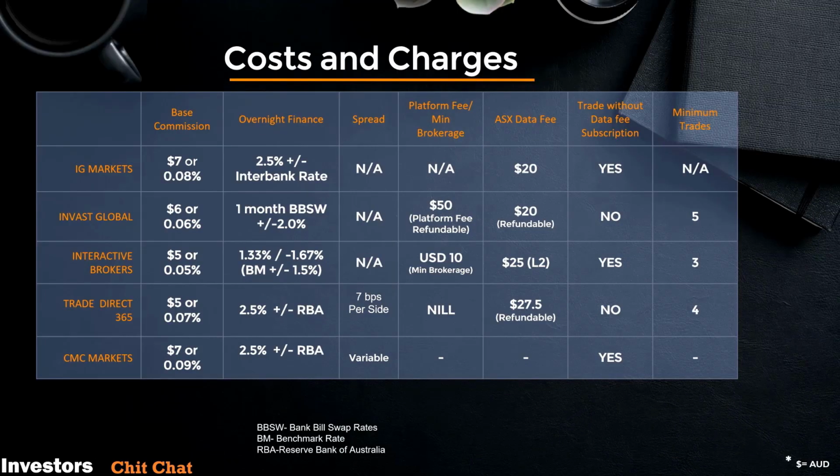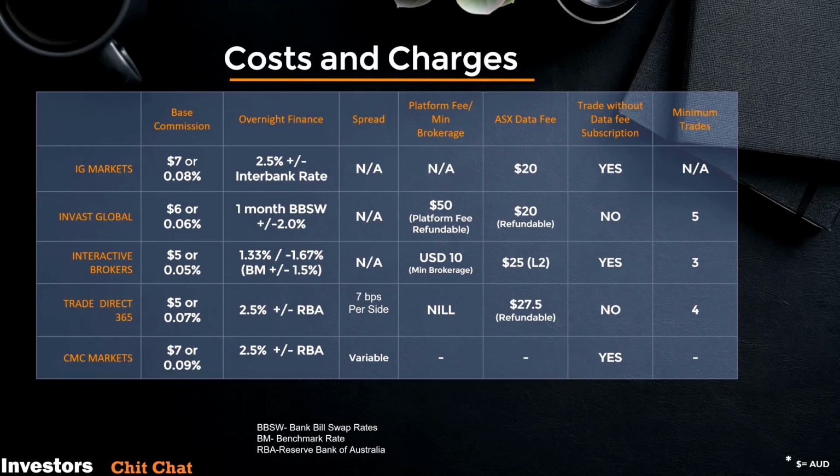So what you have here is a table that shows different commissions and the finance and the spreads that each of the brokers charges, and also there are other costs associated with them. If you look closely, there are three major areas that the brokers generate commission. The first column is the base commission, the second one is the overnight finance, and the third is the spread. That's where I would say they make the major chunk of their revenue or profit.